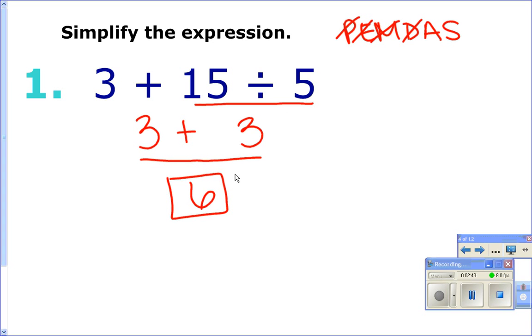Yes, box, not circle. Notice that when each step you go, it gets narrower and narrower. So it's like an upside down triangle. Okay? That shows that you have done all of the steps and you get to the right answer at the bottom. Make sure that you underline what you are working with and you bring everything down each time.